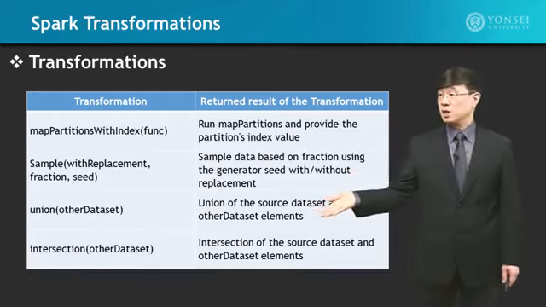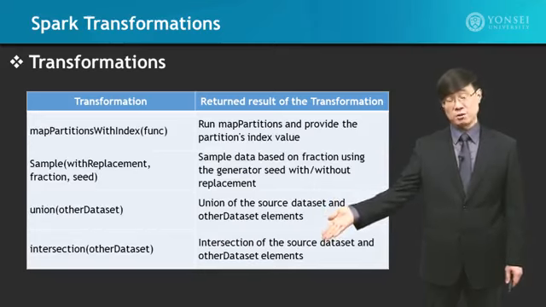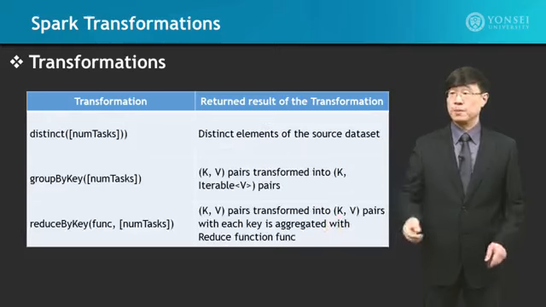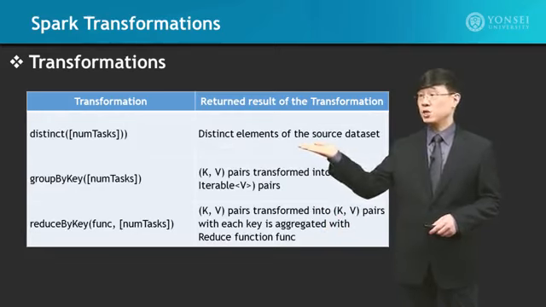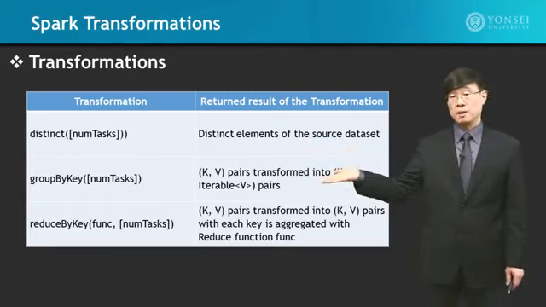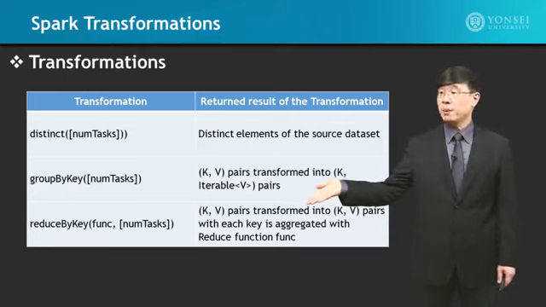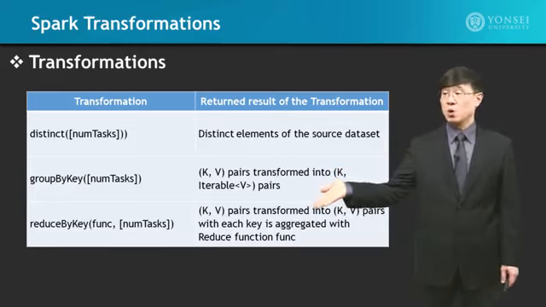Union. In the union function, this will create a union of the source data set and other data set elements. Then we have the intersection transformation, where the intersection of the source data set and other data set elements is given out as the output. There is also the distinct transformation, where distinct elements of the source data set are selected. Then there's group by key, where the KV pairs are transformed into a different format. Reduce by key. KV pairs are transformed into KV pairs, with each key aggregated with a reduce function.